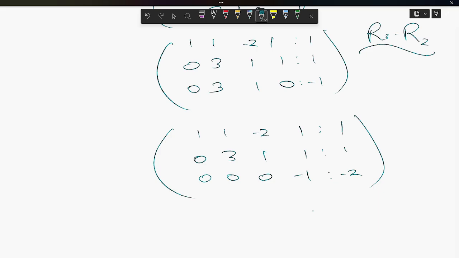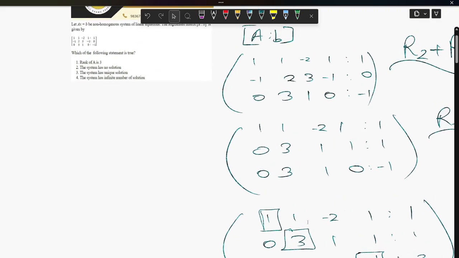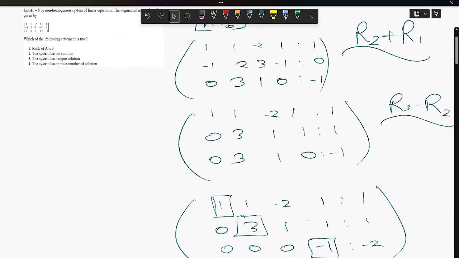Okay, so now we can say that the pivotal positions are non-zero. So as our pivotal positions are non-zero, this matrix, that means the matrix A, has a rank equal to 3. So our statement 1, which is telling us that the rank of A is 3, is correct.